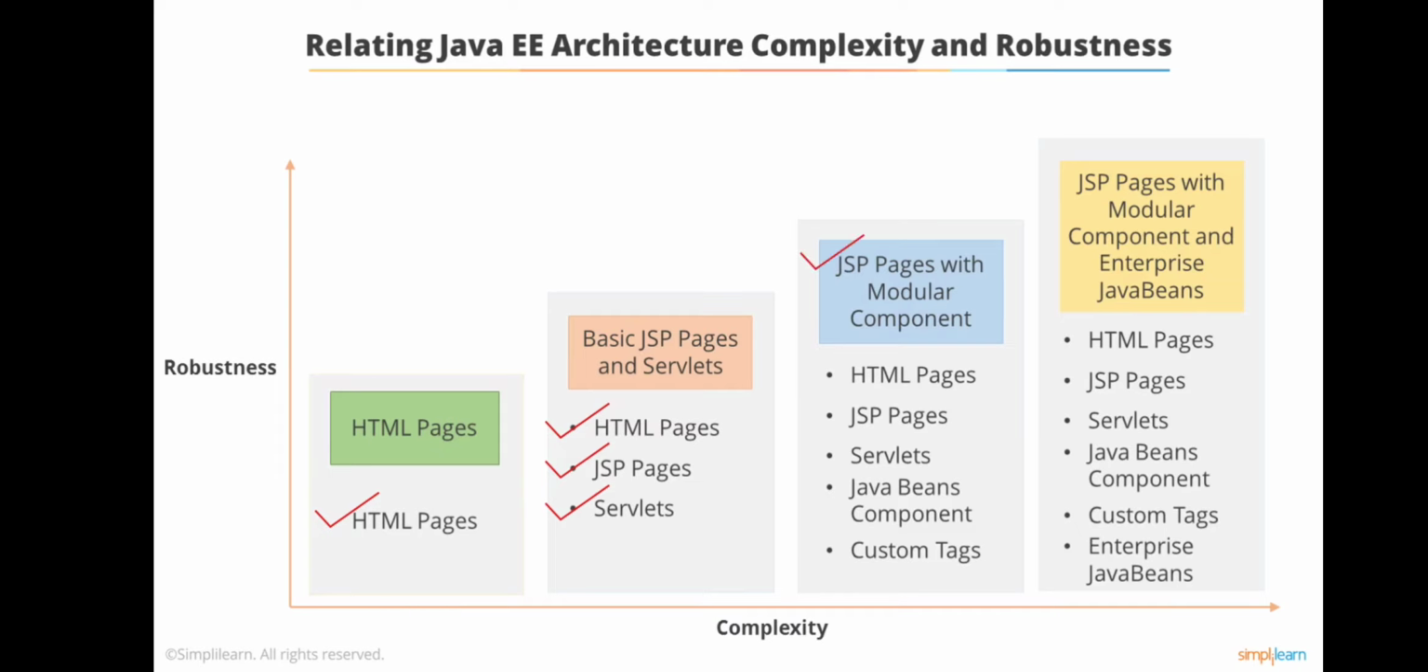The next level, you can create JSP pages with modular components, where it consists of HTML pages, JSP pages, servlets, Java Bean components which are deployed on an application server, and a set of custom tags. In that case, the complexity increases and the robustness of the application also increases.